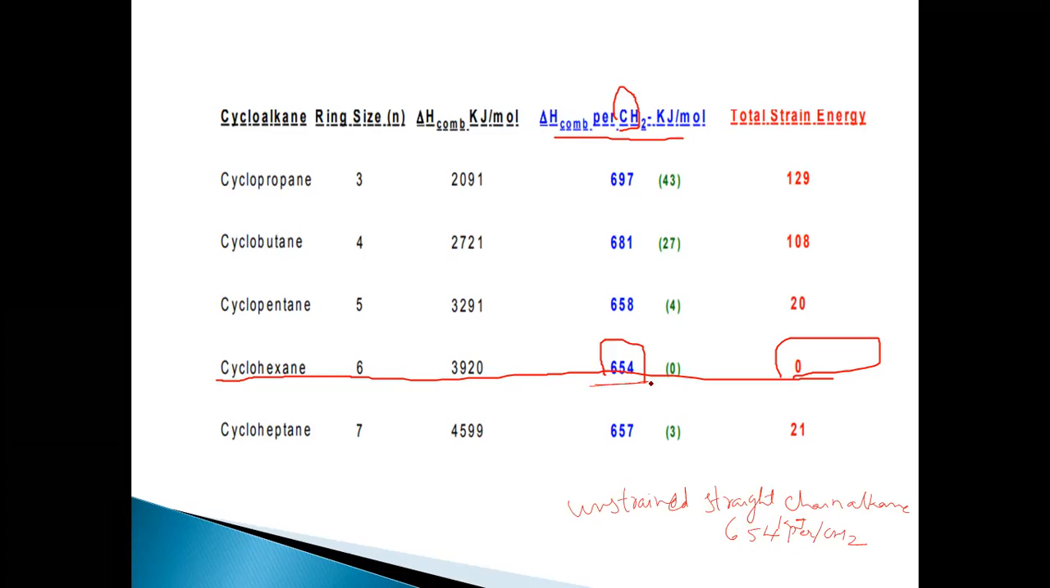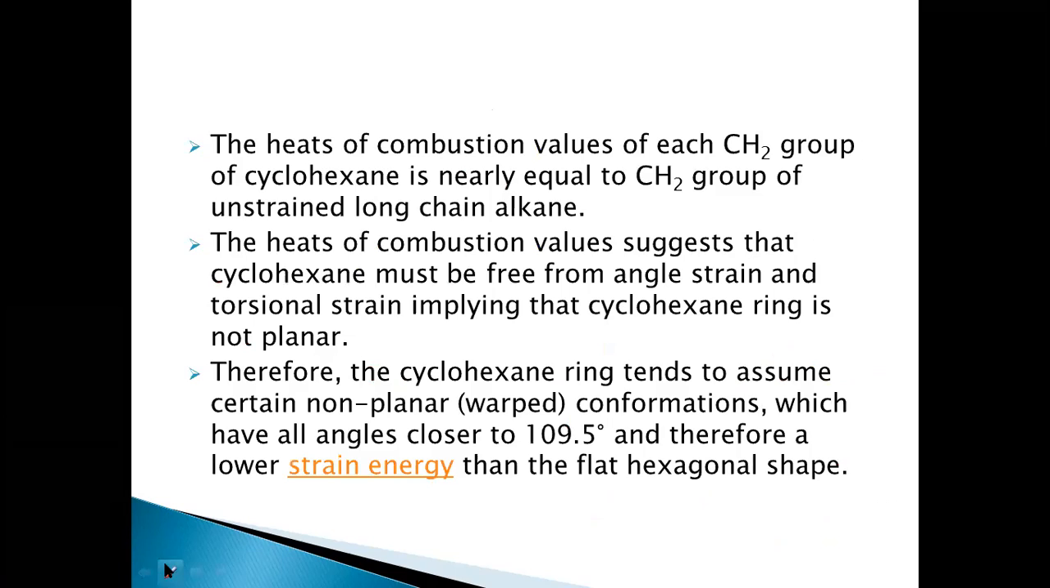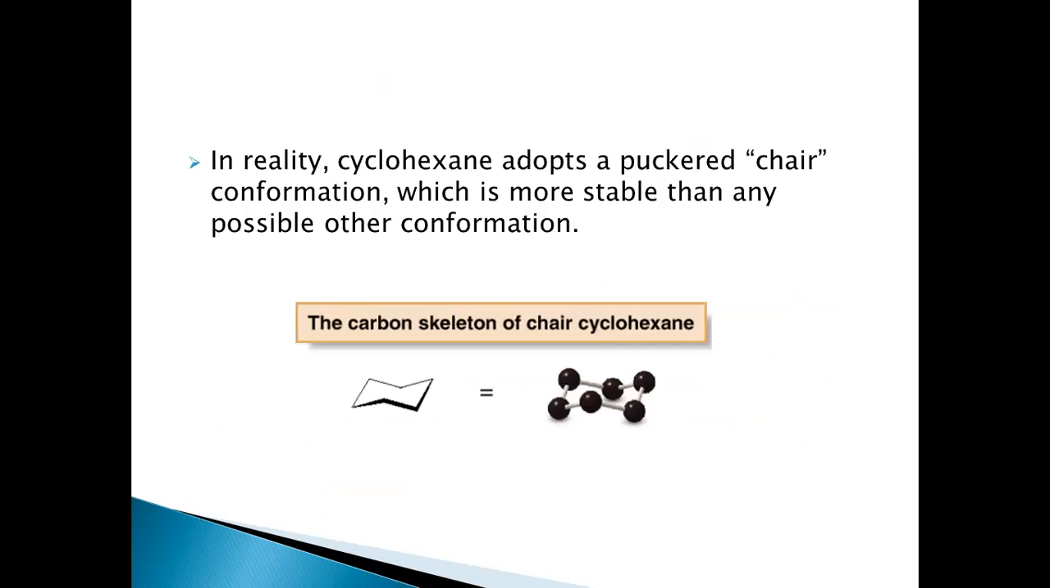So it is not suffering from any strain; the angle strain or the total ring strain is zero. The heats of combustion values clearly say that the molecule is not suffering from any kind of strain, because according to the experimental value it suffers zero strain. So the molecule is not planar, or it adopts some other conformation, warped or puckered, where it is free from strain energy. In reality, the cyclohexane molecule adopts this puckered chair conformation, and it is the most stable of all the conformations of cyclohexane.